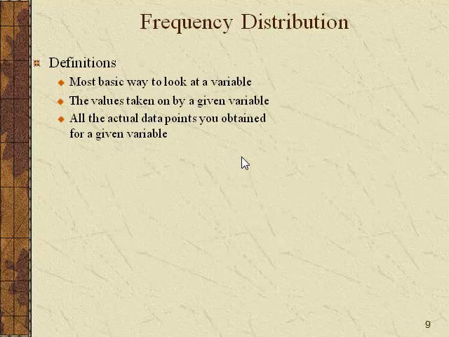So this is kind of the most basic thing you can do in statistics: take a given variable like, say, intelligence, IQ, and you apply the test to a number of people, and then you look at what's the pattern, what's the set of scores that you got.